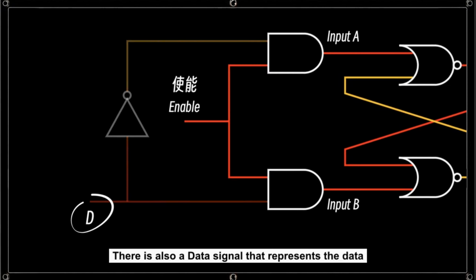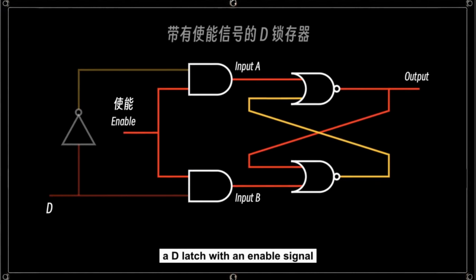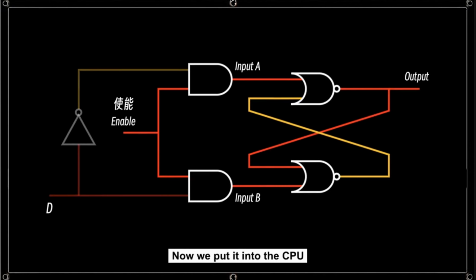There is also a data signal that represents the data. So this circuit is also referred to as a D latch with an enable signal. This D latch can filter out invalid inputs. Now we put it into the CPU. Can it be used as a register? Not yet. Let's continue our explanation.